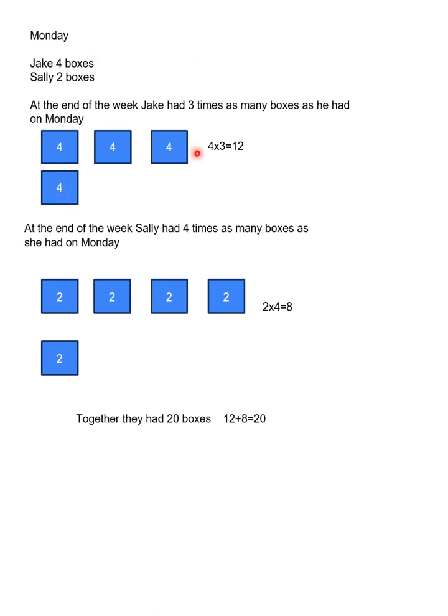He collected 3 times as many at the end of the week. So 4 times 3 equals 12. At the end of the week, he collected 12 boxes. Do you see that? On Monday, he collected 4. At the end of the week, he collected 3 times as many. All right. At the end of the week, Sally had 4 times as many boxes as she collected on Monday. She collected 2 boxes on Monday. At the end of the week, she collected 4 times as many. 2 times 4 equals 8. So together, they collected 20 boxes. 12 plus 8 is 20.